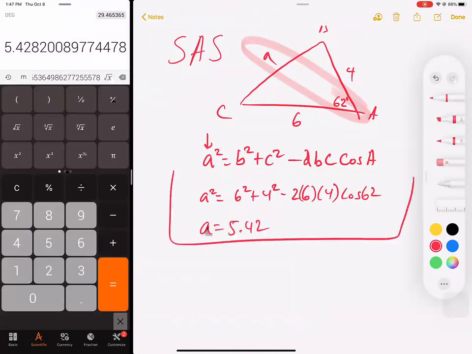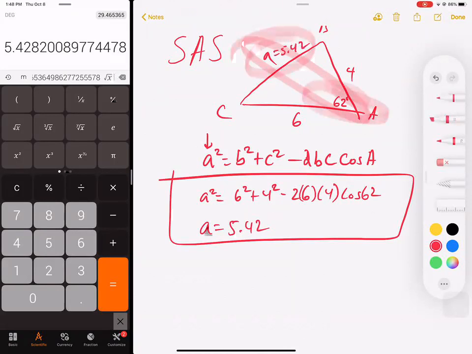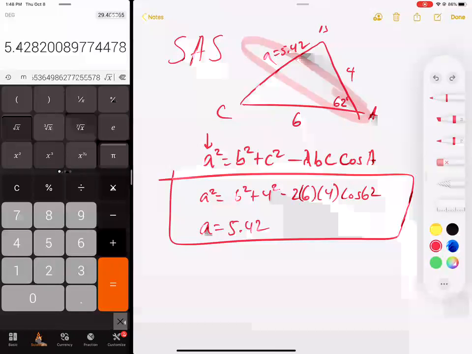This is how much work I need to see on your test. If I don't see it, I can't give you credit. You can use your calculator, but you cannot give me an answer without the work. A is 5.42. Not only did we solve for the side, we now have an angle side pair, folks. That's please run back to law of sines. If you want, you can keep doing law of cosines, but we have to learn our next rule in just a little bit.